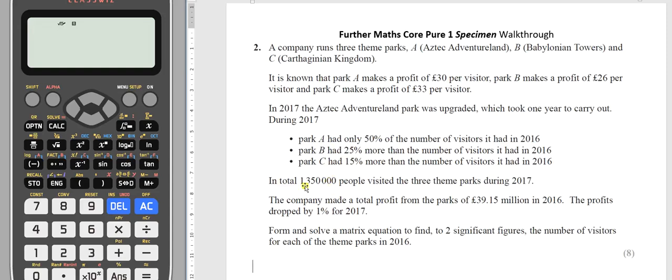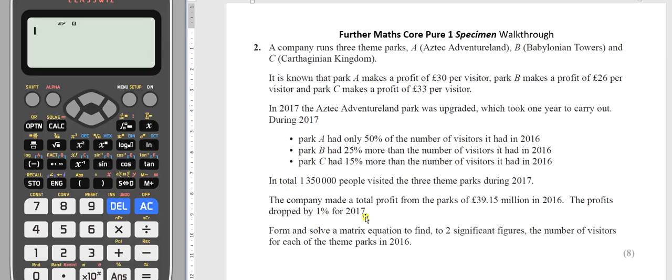It also gives us some extra information: the number of people visiting the 3 parks in 2017, the profit in 2016, and indirectly, the profit in 2017. Each of those different pieces of information can be synthesized or combined to give you equations.